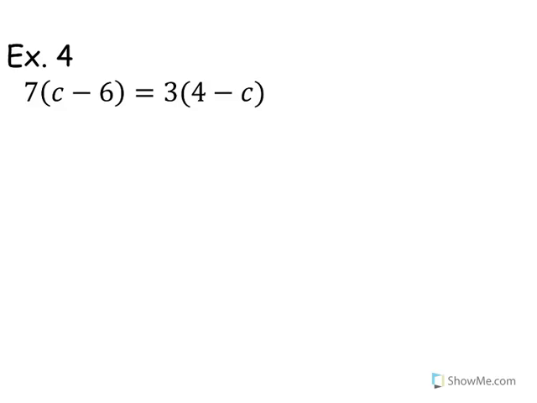All right, here we are with example 4. There's parentheses. Your first job is to distribute. Go ahead and do it. And can someone tell me what they got? What should my next line say? Kai. 7C minus 42.